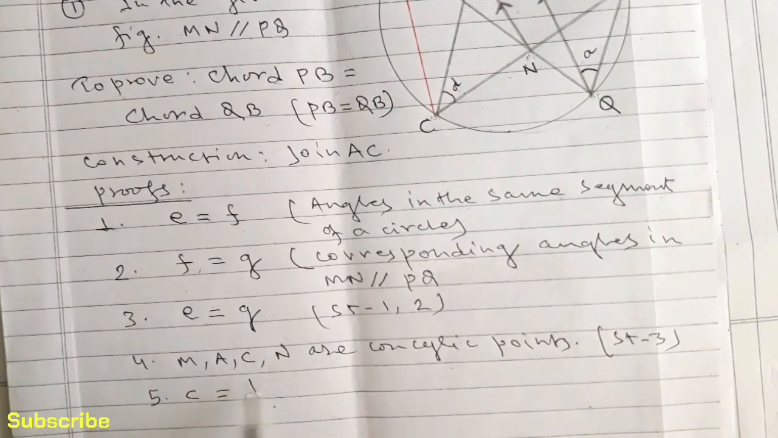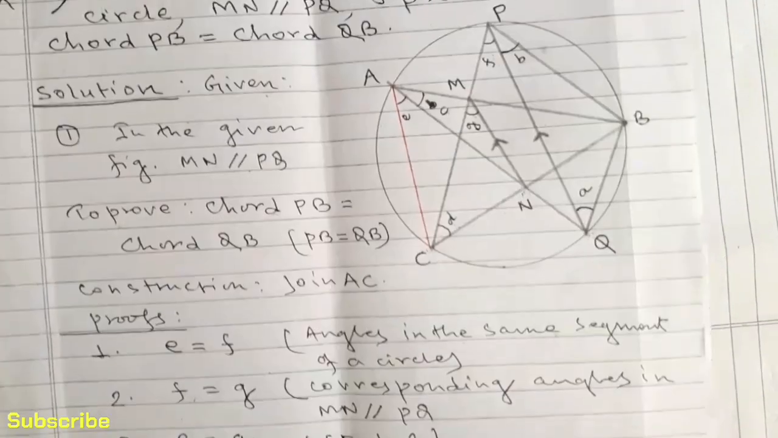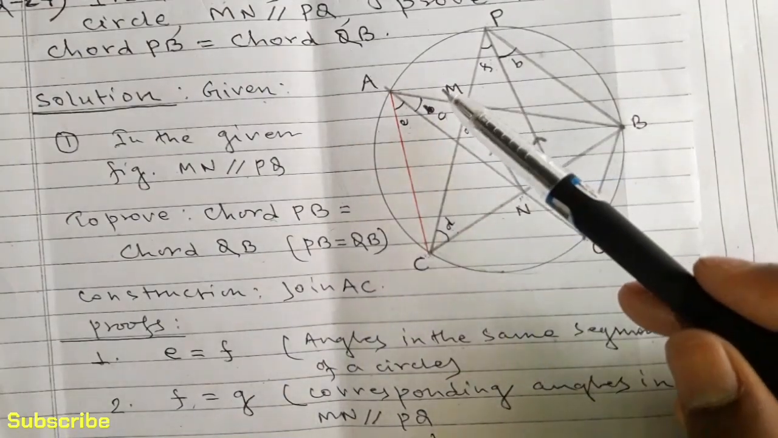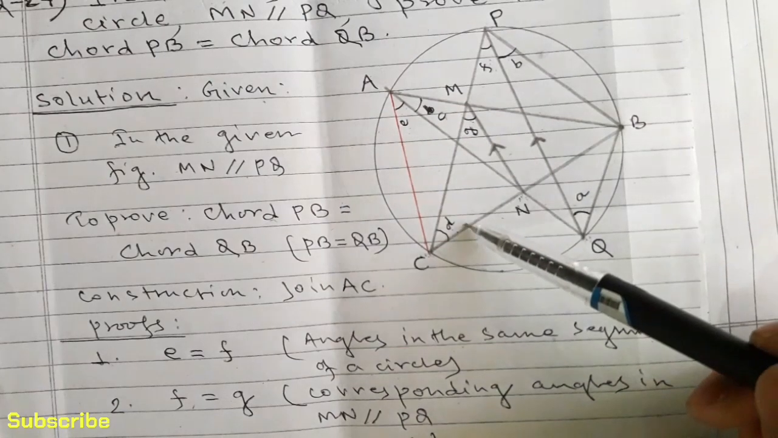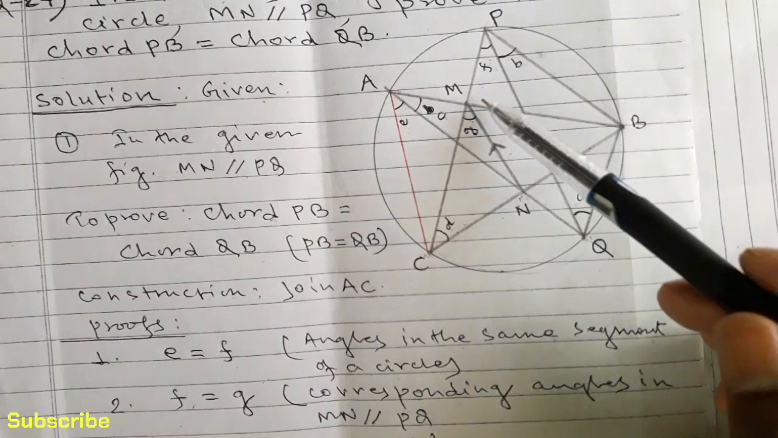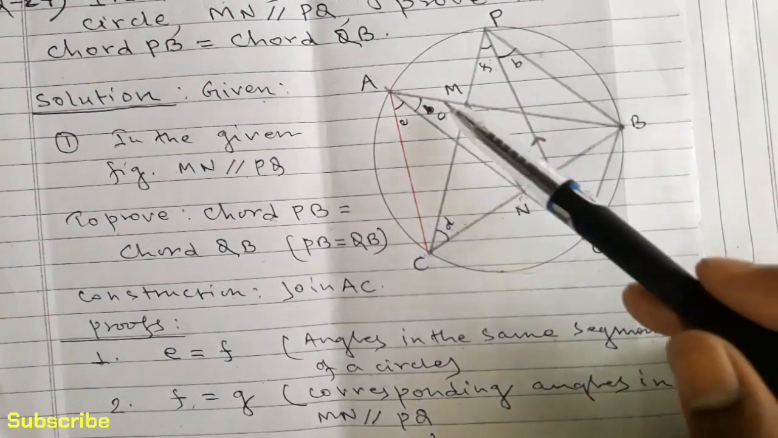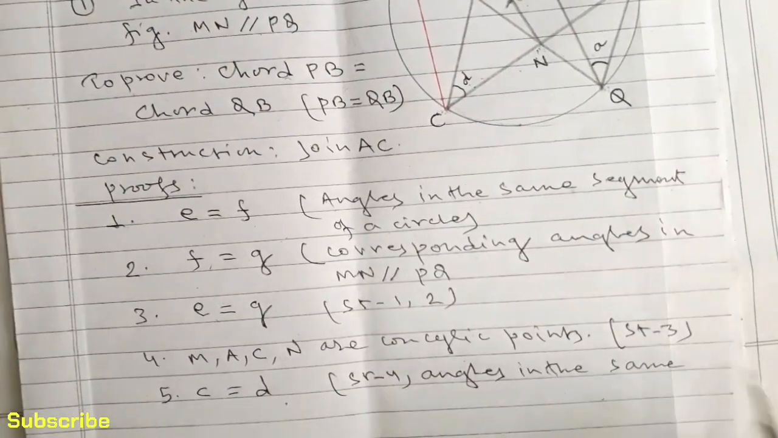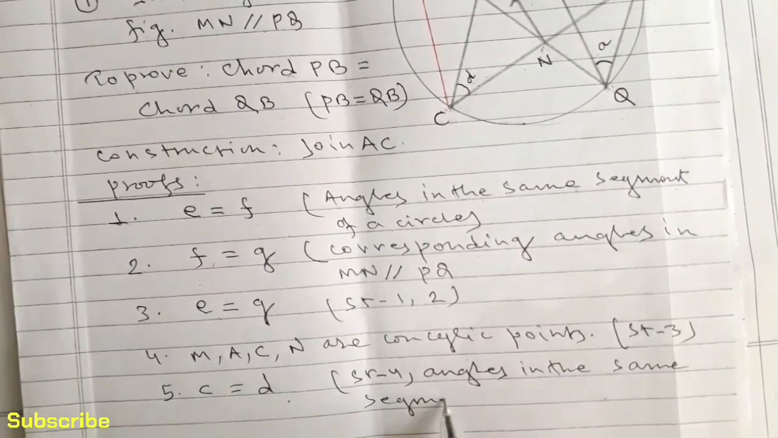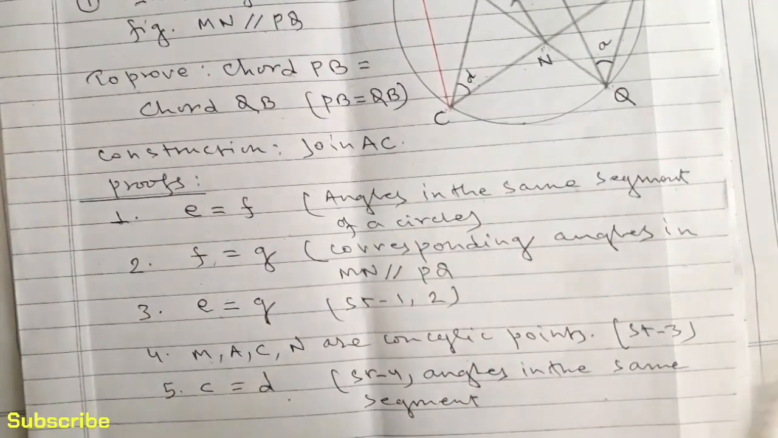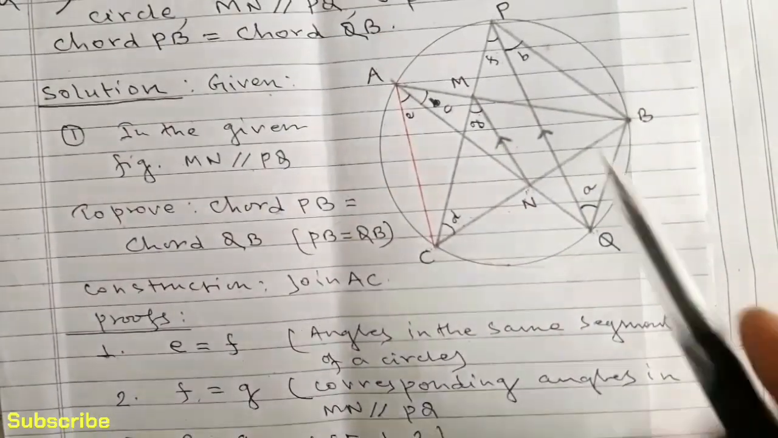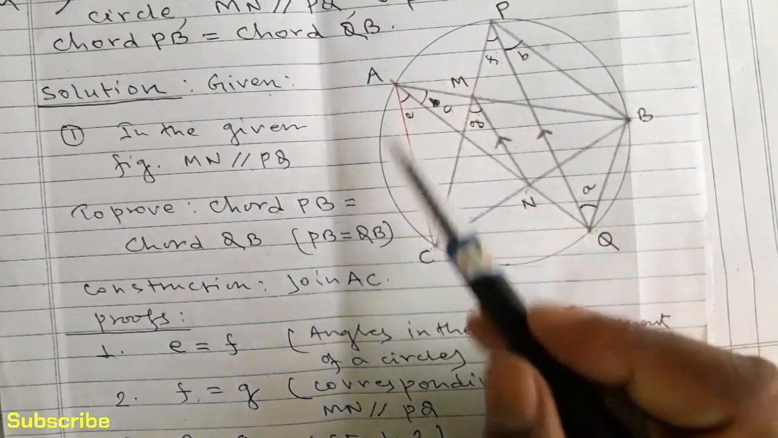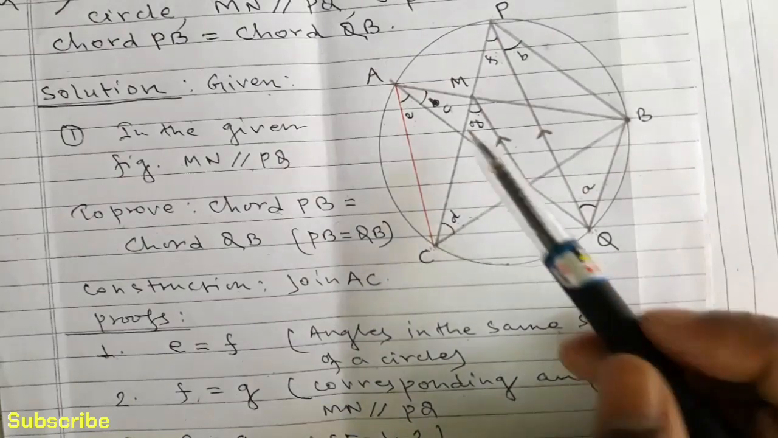Because in statement number 4, we have already got M, A, C, N, the 4 points MACN are concyclic points. So now we can write angle C is equal to angle D, because C and D both are standing on the same segment MN. So again, from statement 4, angles in the same segment of a circle. So MACN are concyclic points, that means we can construct a circle passing through the points MACN. So dear students, we have got angle C is equal to angle D.